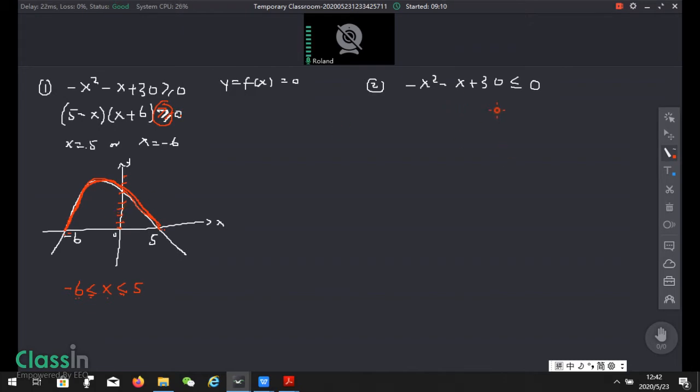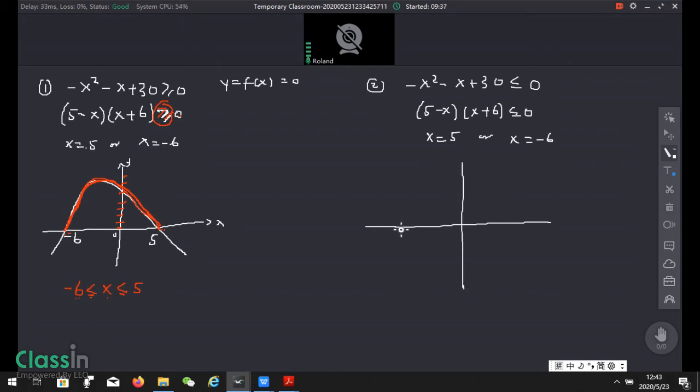If we come here, it is the same approach. If we factorize this, it's (5 - x)(x + 6) ≤ 0. In case it was equal to, we will have x equals 5 or x equals -6. This parabola is the same as this parabola, so the graph is the same. Anyway, this is just a rough sketch. It's not exactly correct. I'm just using it to illustrate the inequality.